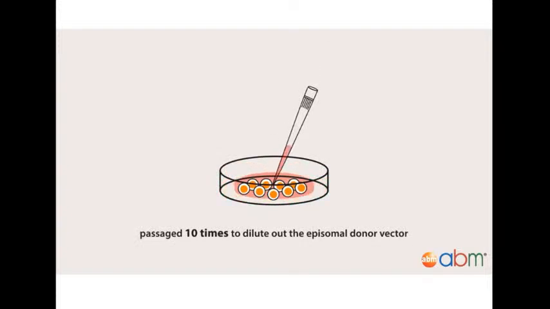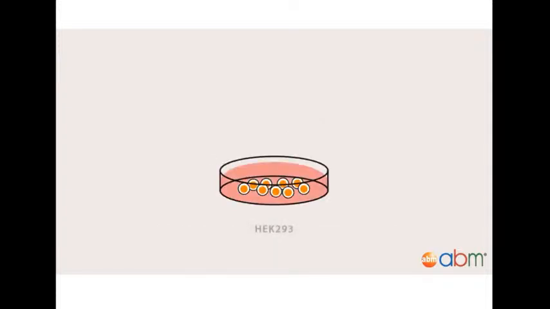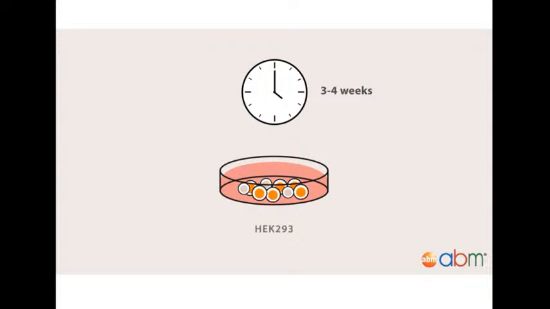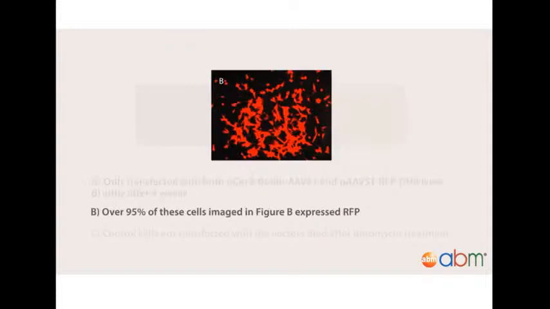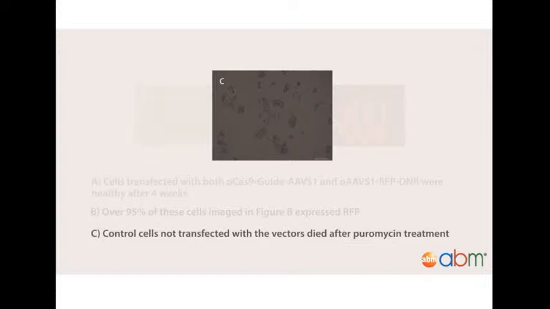Following transfection, the cells were passaged 10 times to dilute out the episomal donor vector. The resulting HEK-293 cells were then given 3 to 4 weeks to grow in the presence of puromycin to select for the cells with successful knock-in of the RFP puromycin resistance cassette. Cells transfected with both the AAV-S1 targeting all-in-one vector and the AAV-S1 donor RFP plasmid were healthy after 4 weeks, and greater than 95% of HEK-293 cells were successfully expressing RFP. Control cells that were not transfected with the vectors died after puromycin treatment.